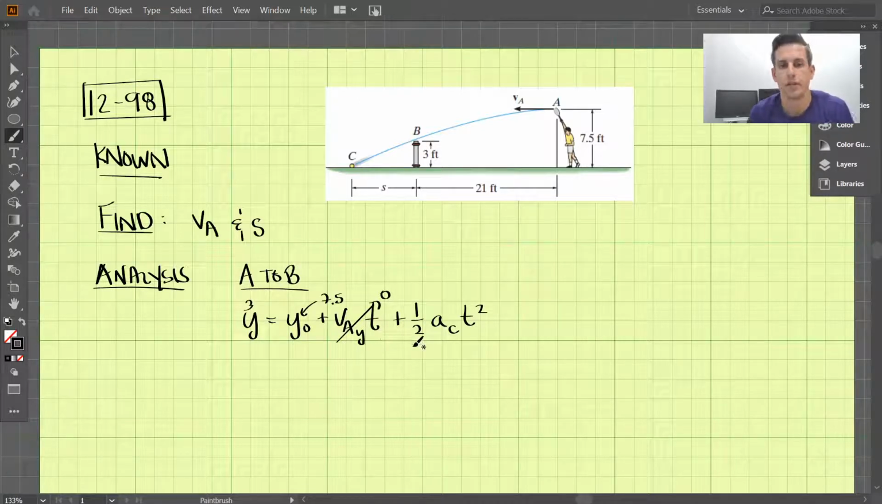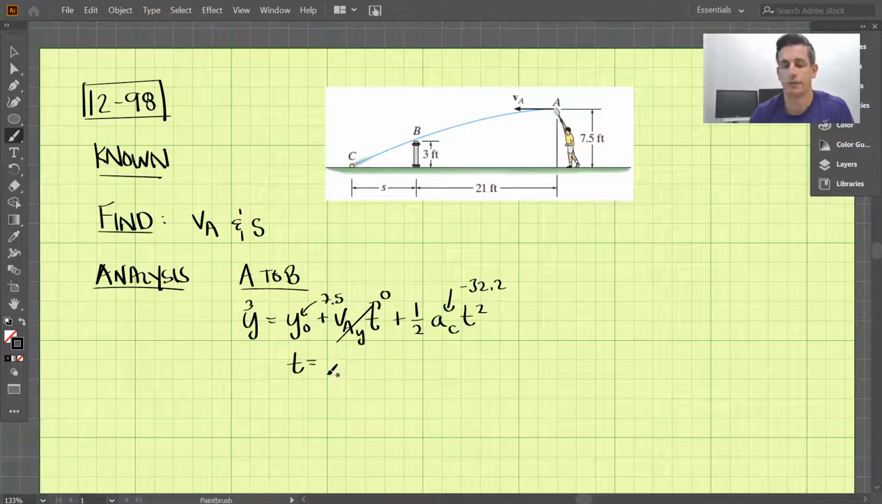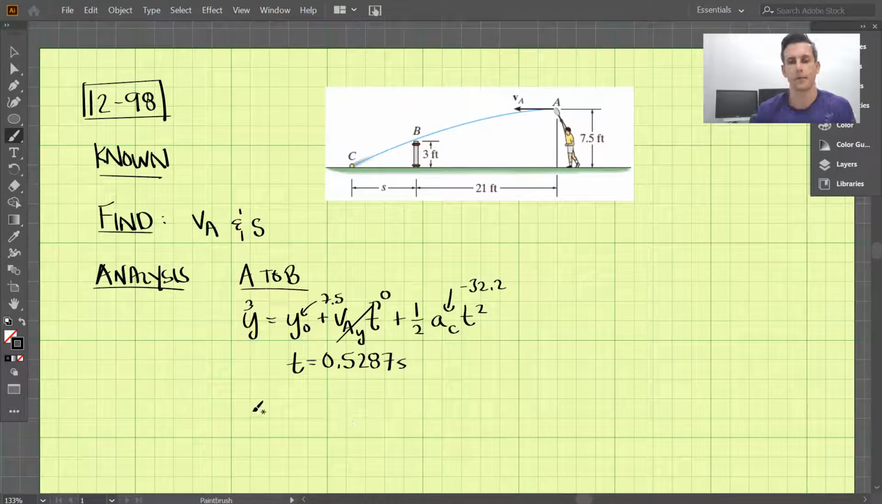All right, so this is the time that it takes just to be at B, and we know the acceleration due to gravity is negative 32.2 feet per second squared. So solving this equation, we come out with a time of 0.5287 seconds. Okay, all right.